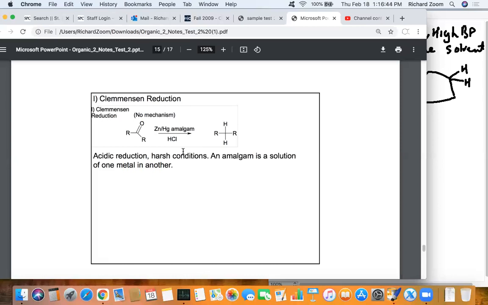But this is zinc mercury amalgam and HCl. So it's an acidic reduction. It's fairly harsh conditions again, but it gives the same kind of product. Does anybody have any questions about the Clemmensen reduction? No mechanism for this one. I'm not going to ask you this one on the test, I can guarantee it. Okay.